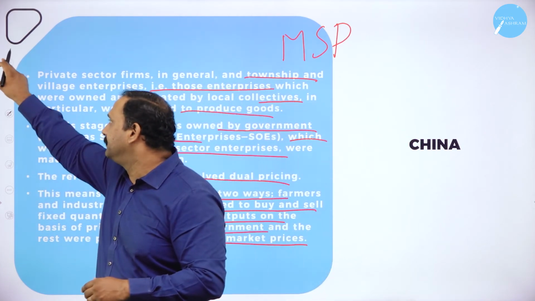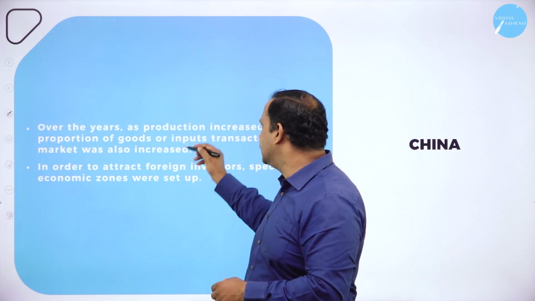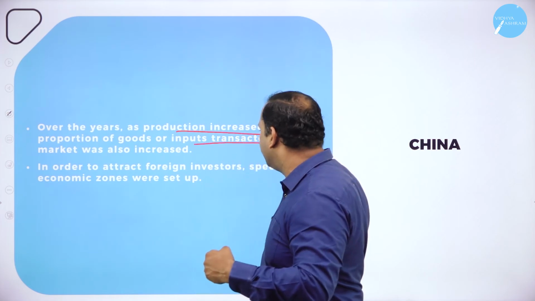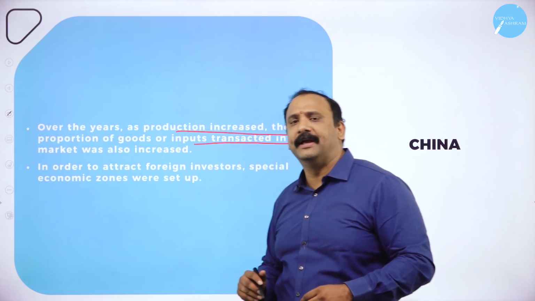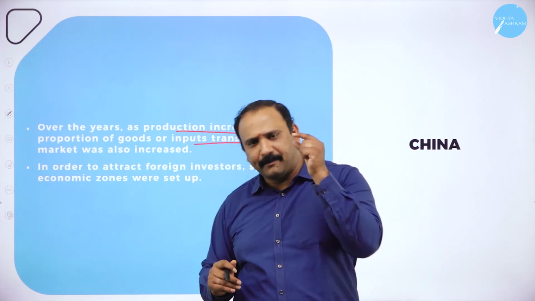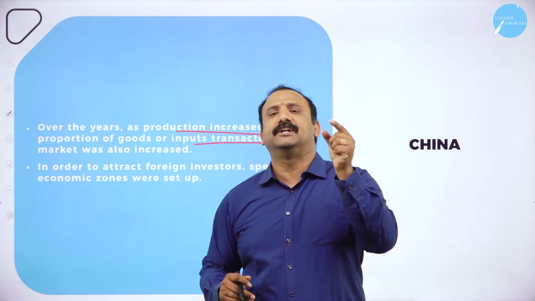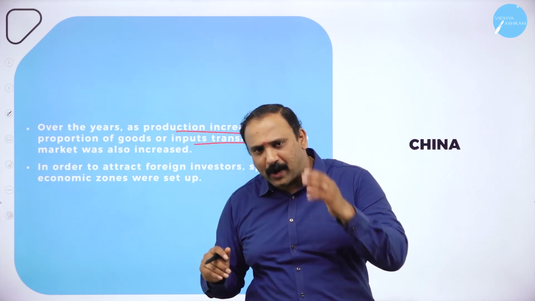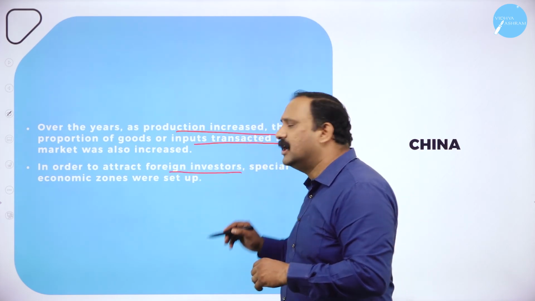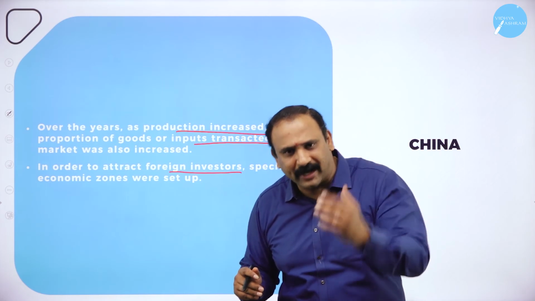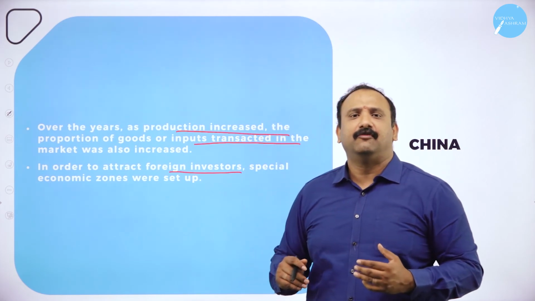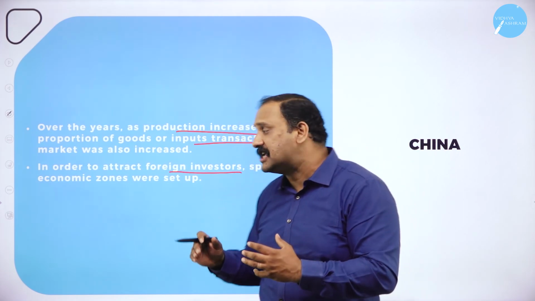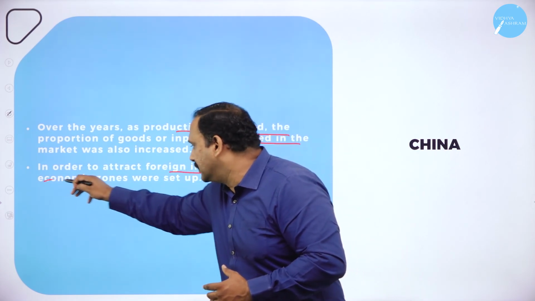Now, moving forward, over the years, what you have seen is that as production increased, the proportion of goods and inputs transacted in the market also increased. So the trade and commerce, the manufacturing sector started going up very well for China. And this is very, very important. This is because they wanted to attract the foreign investor, they wanted to bring in foreign direct investment into their country, and that was one of the most important factors by which special economic zones were set up.